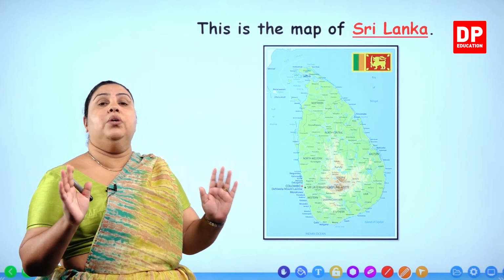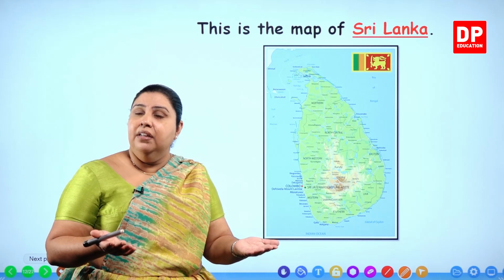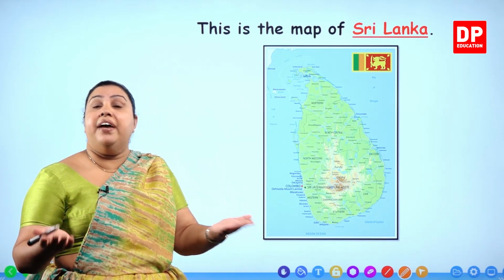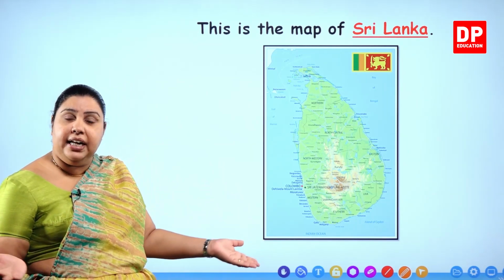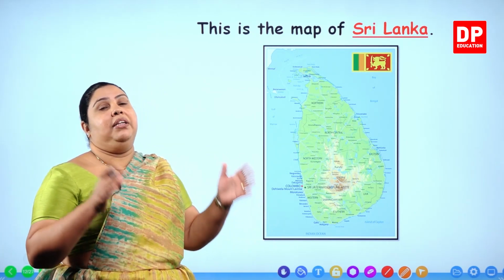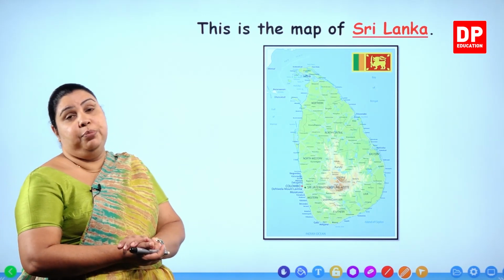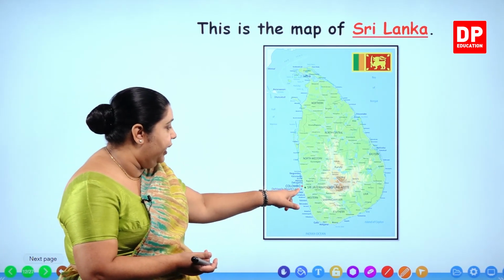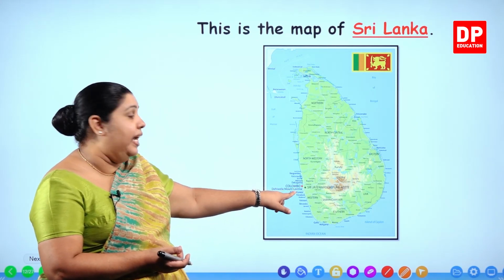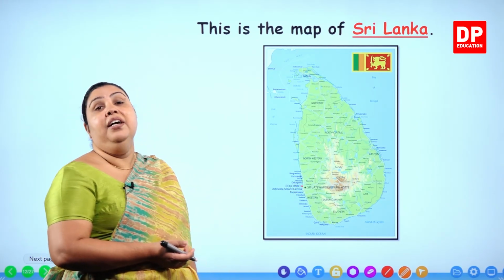What is the capital city of Sri Lanka? We have to say Sri Jayawardhanapura Kotte. Don't say Colombo. Sri Jayawardhanapura Kotte is in Colombo, but our capital city, the main city, is Sri Jayawardhanapura Kotte. So it is situated over here. You can see that with a blue star here and Colombo in a red star.